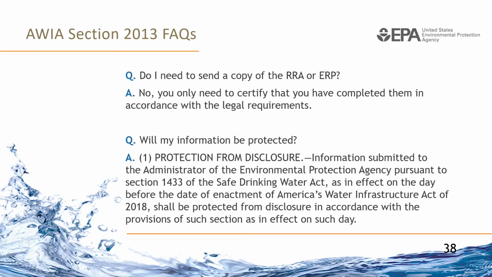But in general, your information in the assessment and the emergency response plan is protected because EPA is only requiring utilities to certify their plans. Thus, EPA won't have any of this sensitive information contained within a risk assessment and emergency response plan. Please do note, however, that EPA has the authority to request to review AWIA risk and resilience assessments, or emergency response plans. And EPA retains this authority mostly for quality assurance purposes.